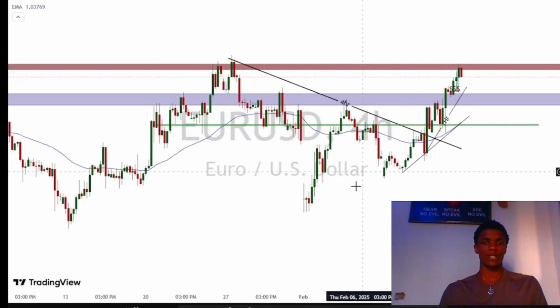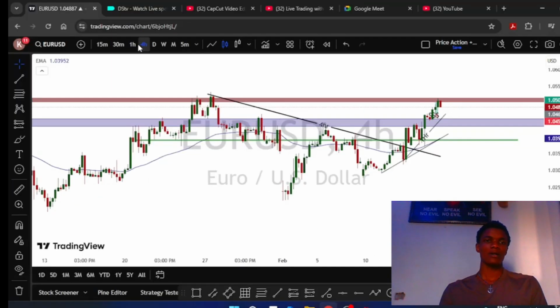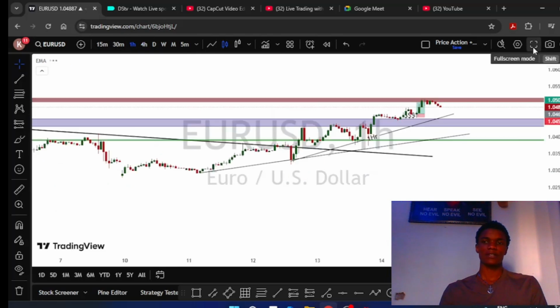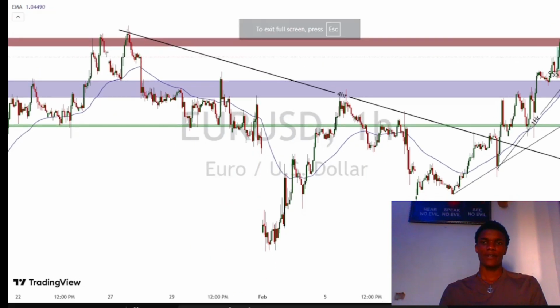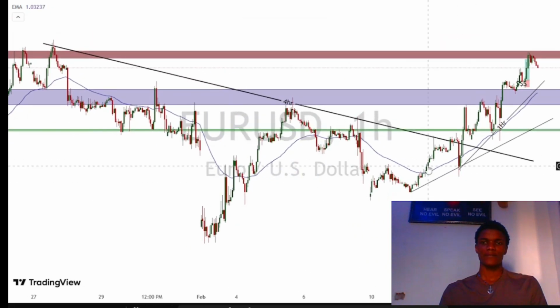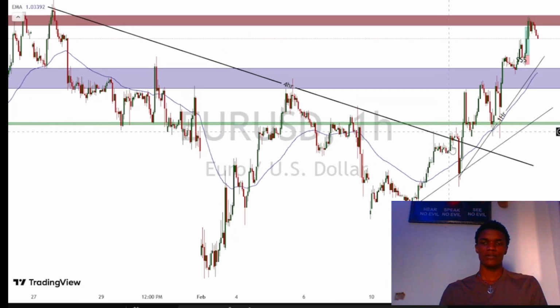It all happened there. So if you check out the 1 hour, which is my current time frame, you could see this very massive double top that happened here.